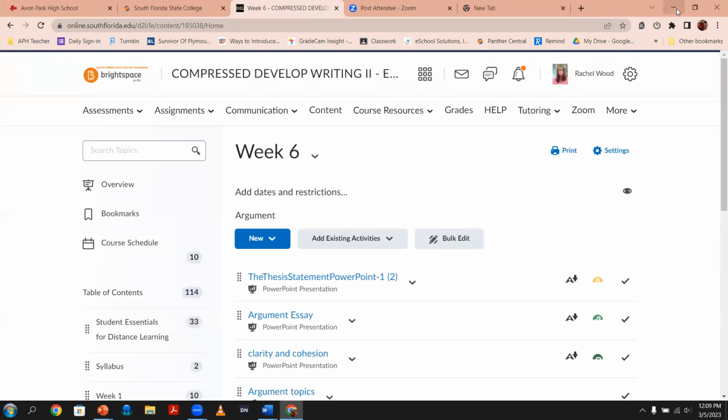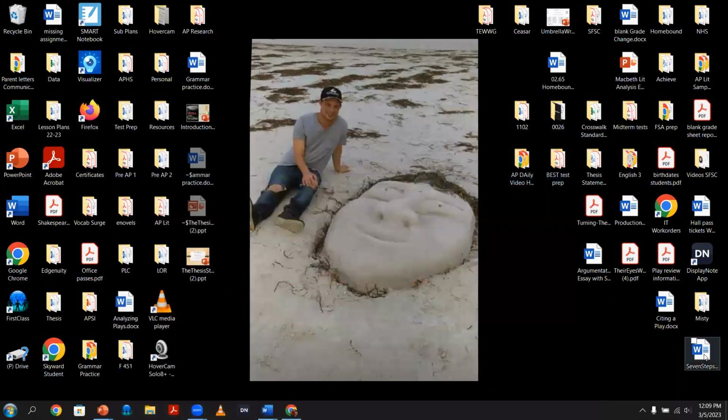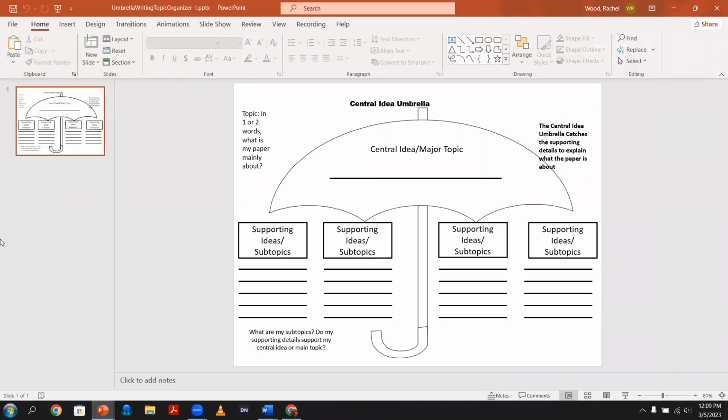And then I'm also going to show you the umbrella, if I can find it here. There it is. So this is what I tell students to use when they're beginning to develop their essay. So you would put your argument idea here, and then your supporting ideas and your subtopics here. And this is an illustration of the central idea umbrella. So it will help you begin to develop your thesis statement. So I always recommend filling this out.